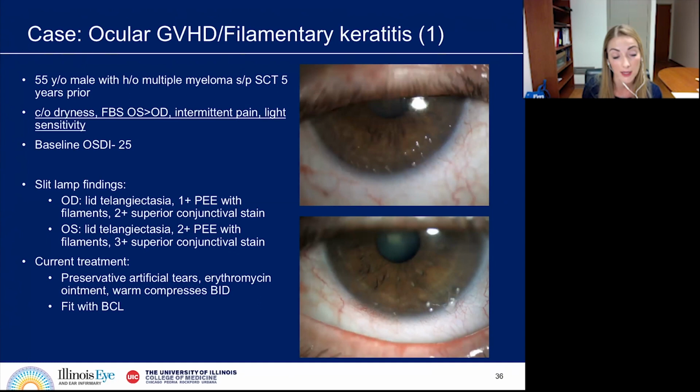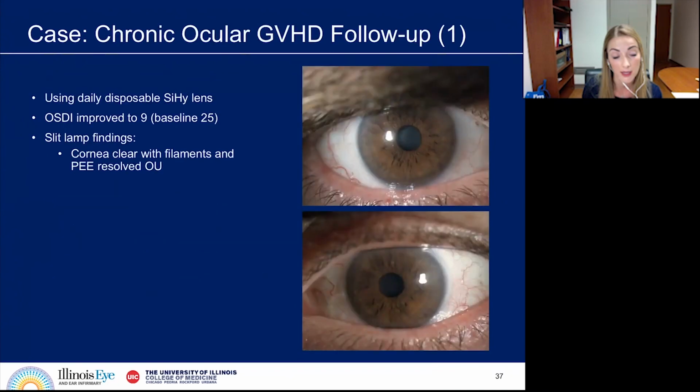The patient was already using preservative-free artificial tears, erythromycin ointment, and warm compresses twice daily, and he was already fit with the bandage contact lens. He was switched over to a daily disposable SiHy lens, and his OSDI improved from 25 to 9, and slit lamp findings, as you can see, the filaments resolved and the punctate epithelial erosions resolved as well.